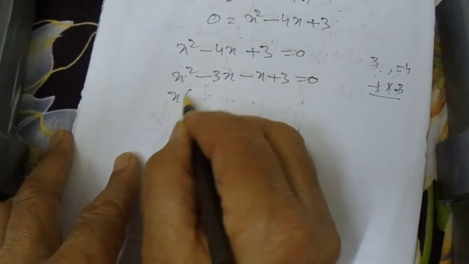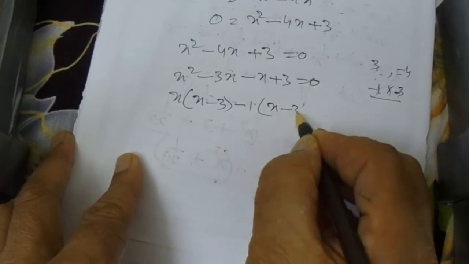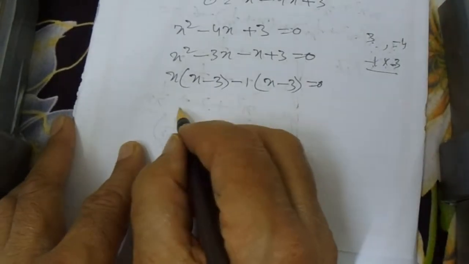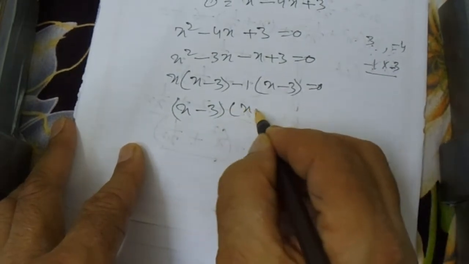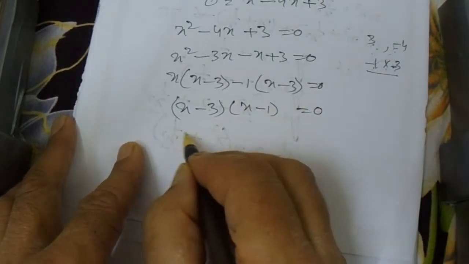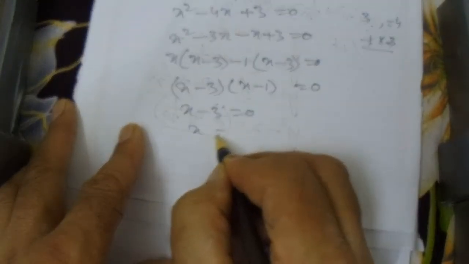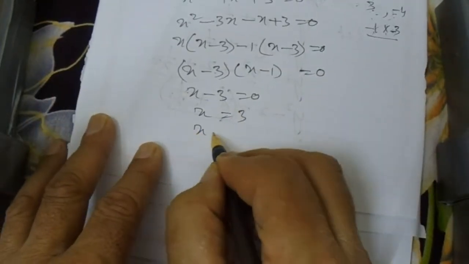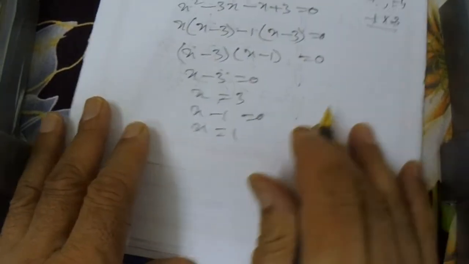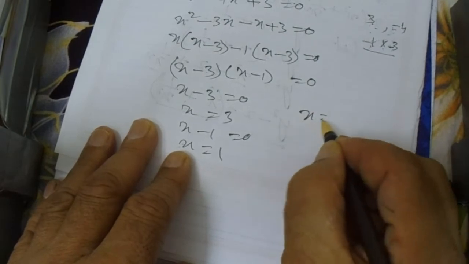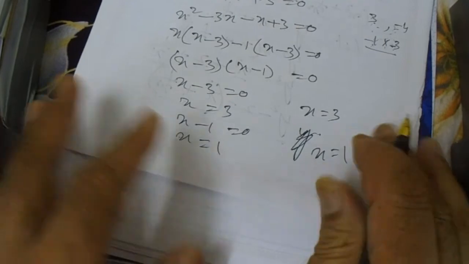Now we take x common from this: x minus 3, and minus 1, x minus 3 is equal to 0. So x minus 3 is equal to 0, and x minus 1 is equal to 0. We get x is equal to 3, and x is equal to 1. Now we have two values here, x is equal to 3 and x is equal to 1.